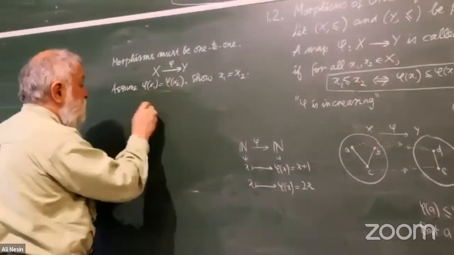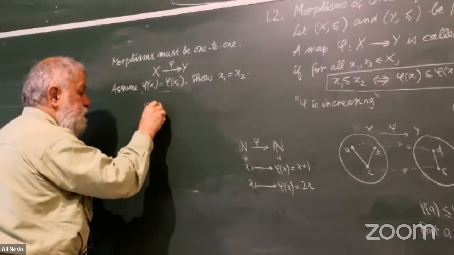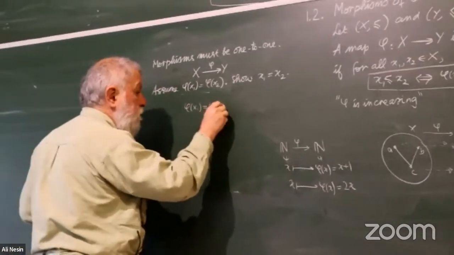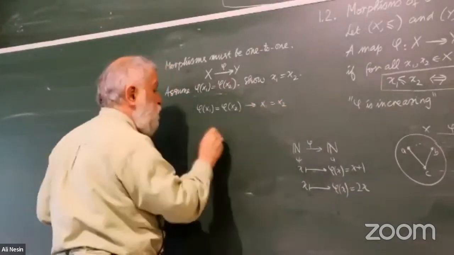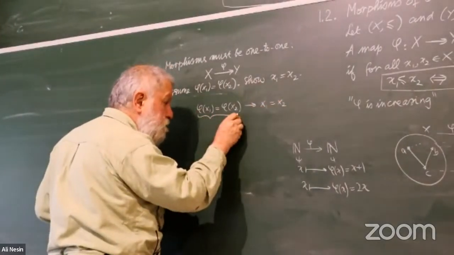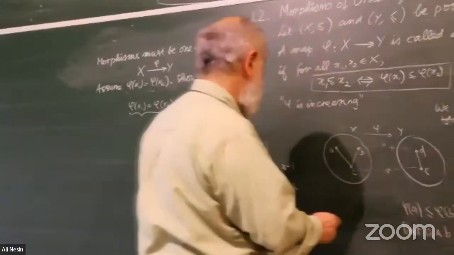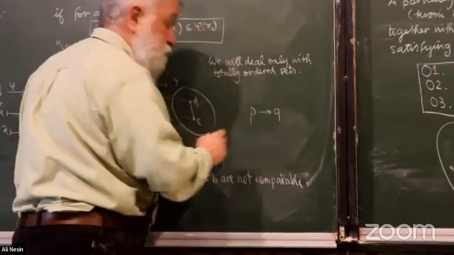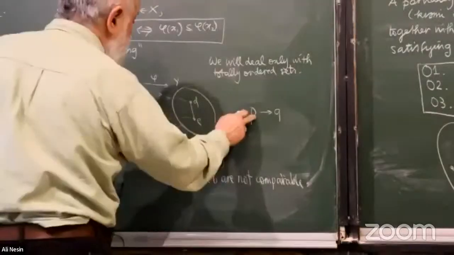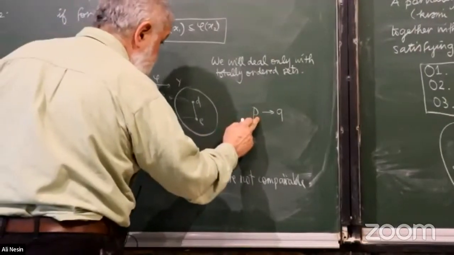We are assuming this. We want to show that if phi of x1 is equal to phi of x2, then x1 is equal to x2. So you can assume this. This says P implies Q. P implies Q means if P is true, then Q is true, right? So you're assuming P, so you have to assume P and prove Q.